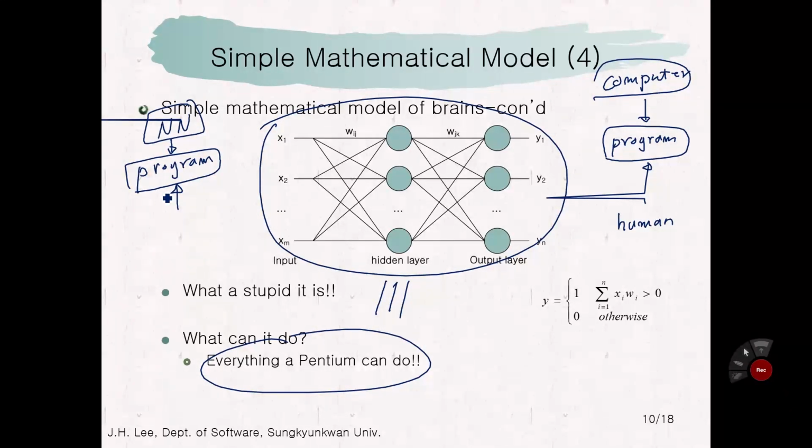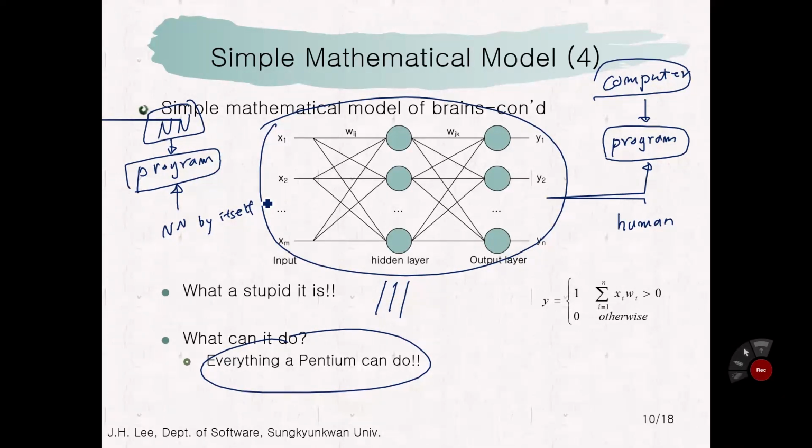Then what about the neural network? A neural network is another kind of computer, so it needs a program. That's true. Then who should make the program? You? Nope. The neural network by itself. So you don't need to make a program for a neural network. The neural network by itself makes its own program.